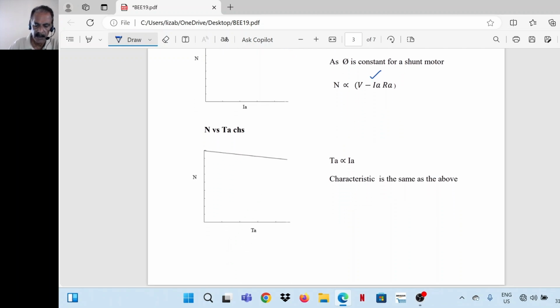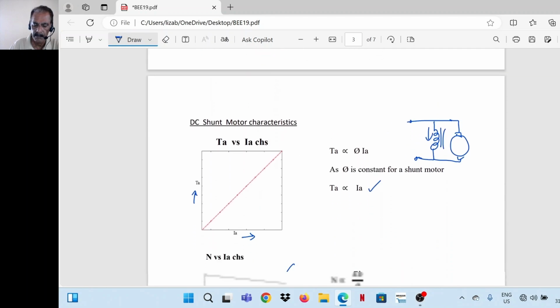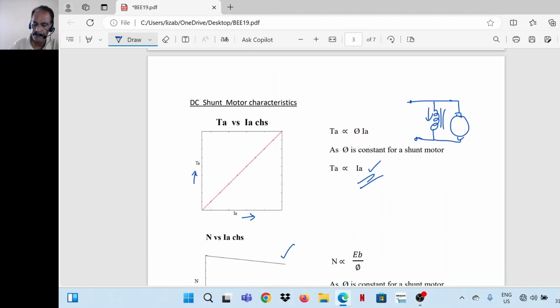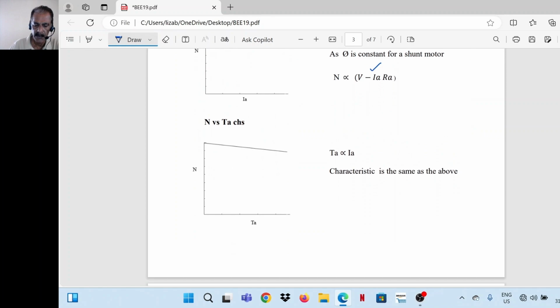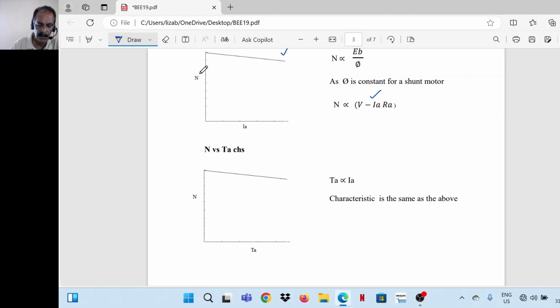Next, speed versus torque characteristics. We know that the torque is proportional to Ia. So here we plotted speed versus armature current characteristics, but again torque is directly proportional to Ia. So speed versus torque characteristics is same as speed versus armature current characteristics. It is like this.